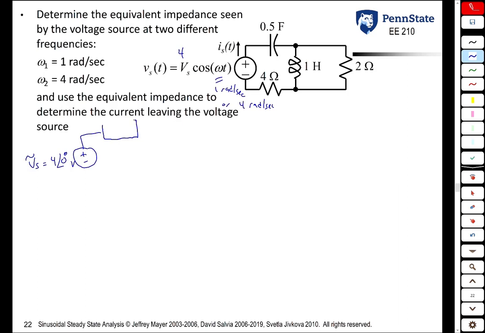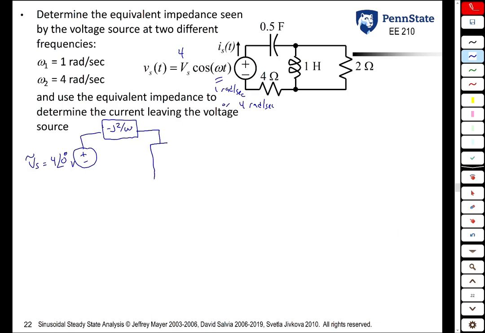The capacitor, and I usually like to use blocks here. When we do things in the phasor domain, because we have these three different components, capacitors, inductors, and resistors, they all have different symbols, but in the phasor domain, they're really all the same thing other than the fact that the impedances are either real or a positive j term or a negative j term. I find it easiest just to use a block for every component. So the capacitor is going to be minus j over omega C, and omega is going to change, so we'll leave that as a variable. C is 0.5 farad, so this becomes minus j2 over omega.